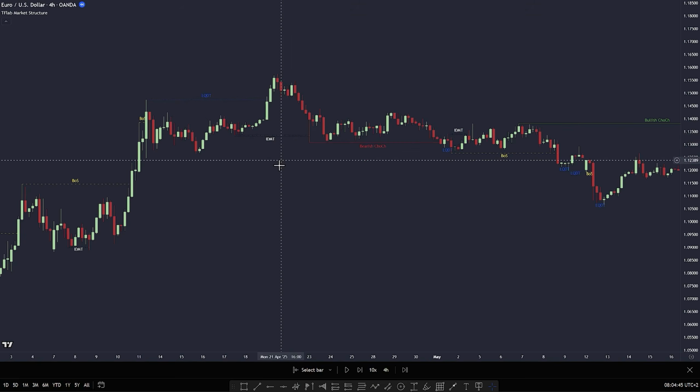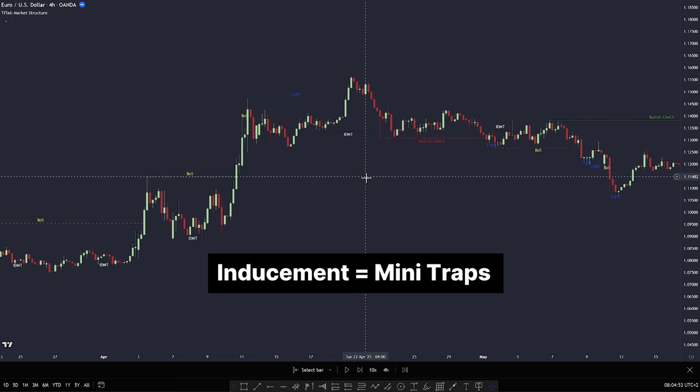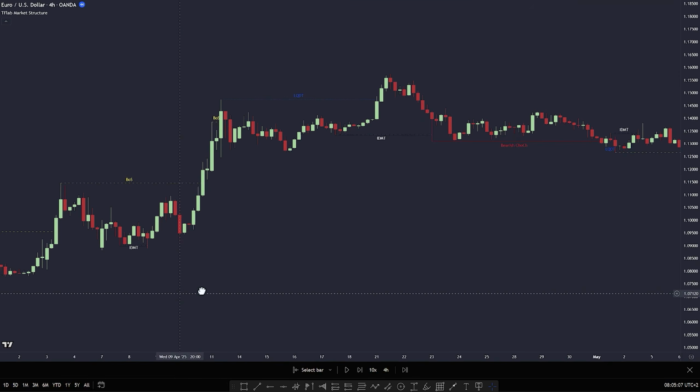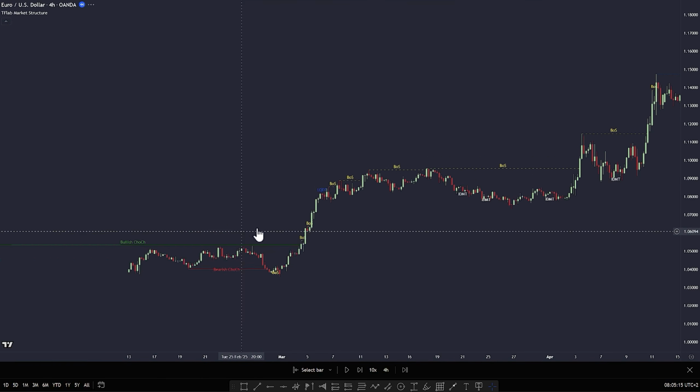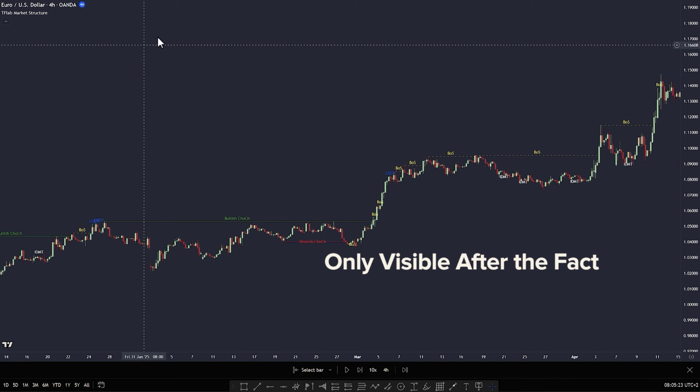C tier. Small liquidity pools that induce early entries before the real move. Market makers creating mini traps. Here's the problem. Everything looks like inducement in hindsight. Price dipped before rallying. Inducement. Price spiked before dropping. Inducement. At some point, you are not analyzing the market. You are writing conspiracy theories about candles. C tier. Traps exist, but you can only identify most of them after the fact, which makes them almost useless in real time. Last one before the number one.